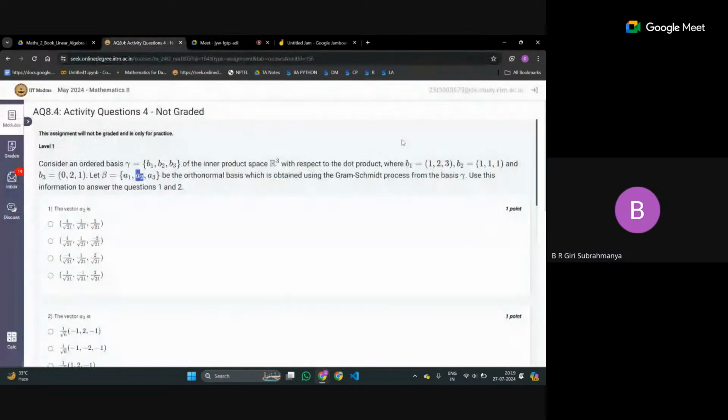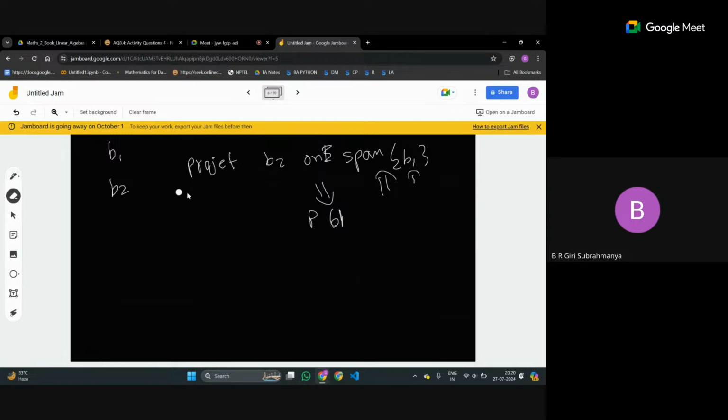What we have to do is, b1 is there, we have to project b2 onto b1, and we will get some projection. Let me just repeat. We have b1, b2. Now we have to project b2 onto the span of b1. The projected vector, you will get some projection, right? That projection will be some p times b1, because the projection will be on the span only. So it will be some scalar multiple of b1, p times b1.